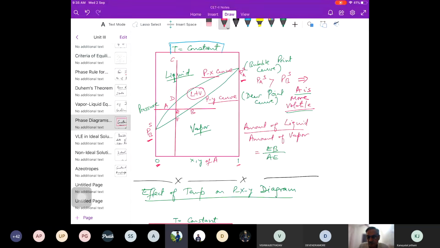Because for the more volatile component, vapor pressure is more because the boiling point is less. Yes, the boiling point is less. That's why the vapor pressure is more for the more volatile component. Okay.